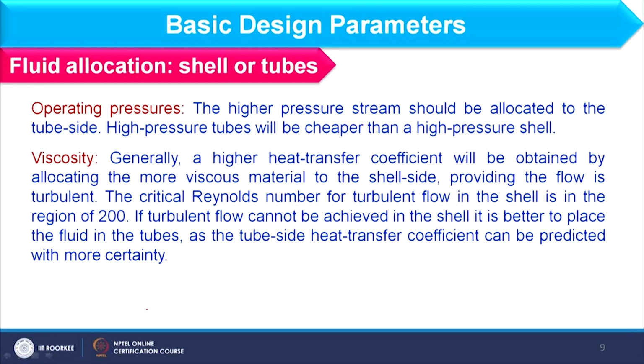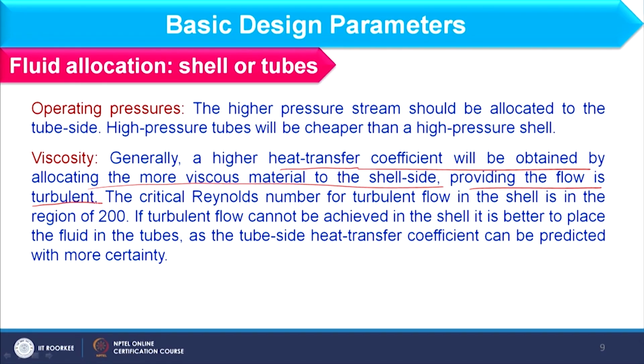Now, what will happen if I consider viscosity? Generally, a high heat transfer coefficient will be obtained by allocating the more viscous fluid to the shell side, but with the condition that it should provide turbulent flow in the shell side. And in the shell side, flow is not straight, because we have different arrangements of the tubes. So, continuously zigzag motion will occur in the shell side. So, turbulence in the shell side is obtained at a lesser Reynolds number in comparison to the tube side.